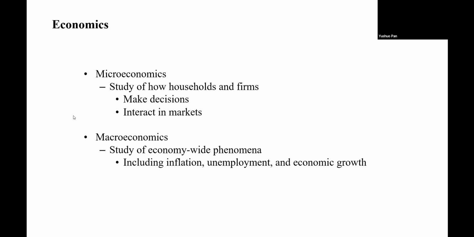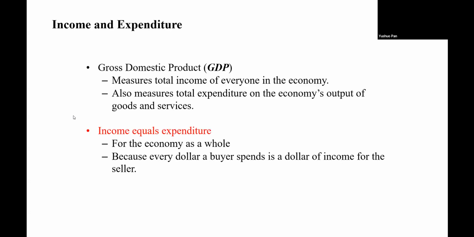If we want to investigate the general definition, we need to have some indicators to measure this macro economy, right? So the indicator we need to use is the GDP, the gross domestic product. The gross domestic product measures the total income of everyone in the economy, and it also measures total expenditure on the economy's output of goods and services.